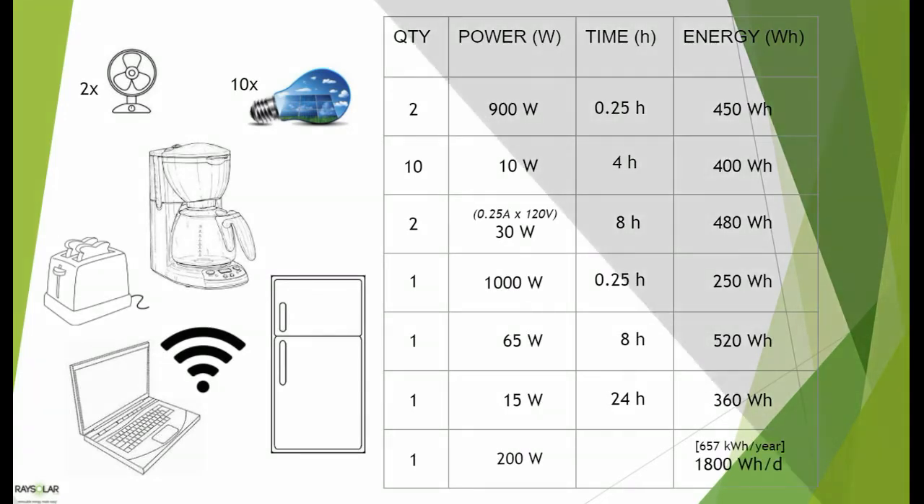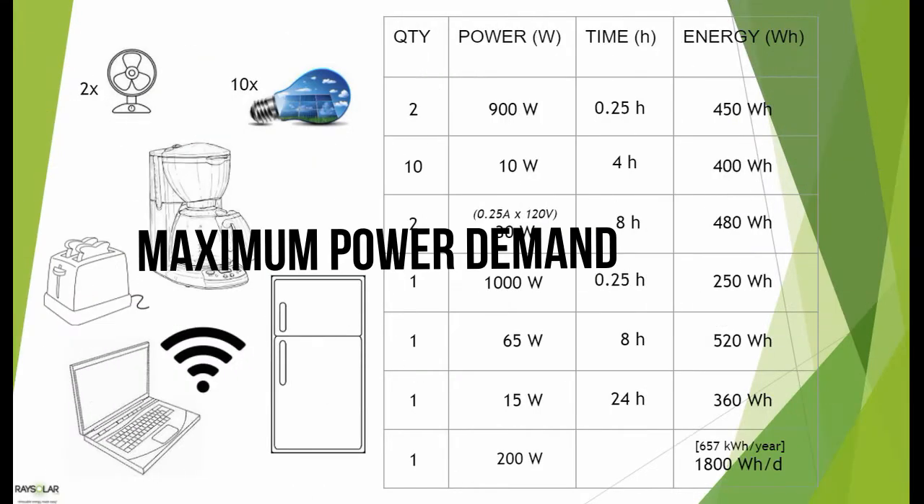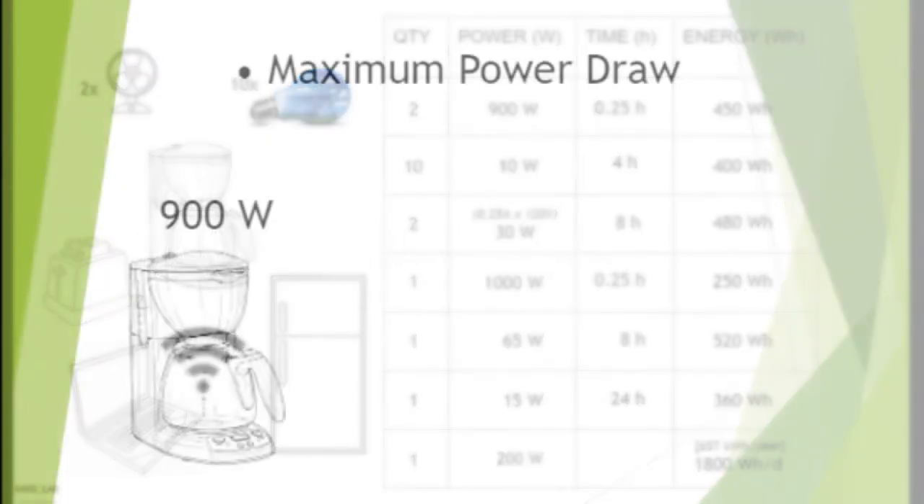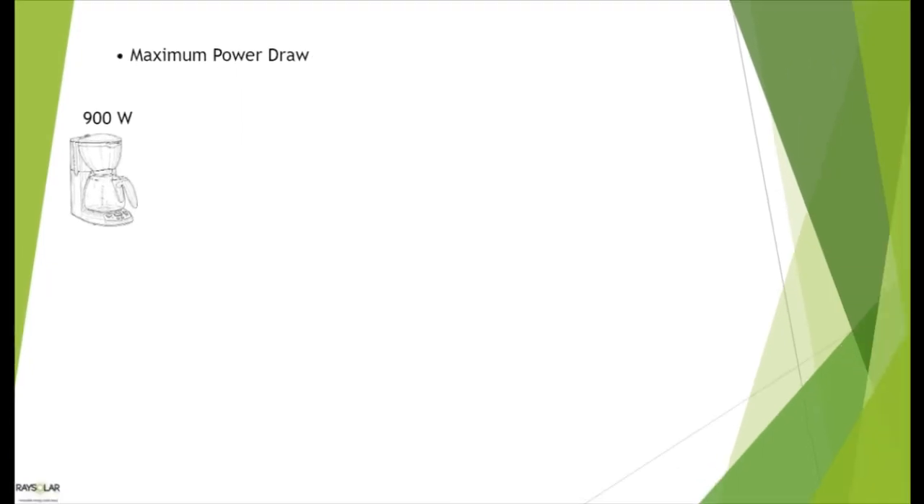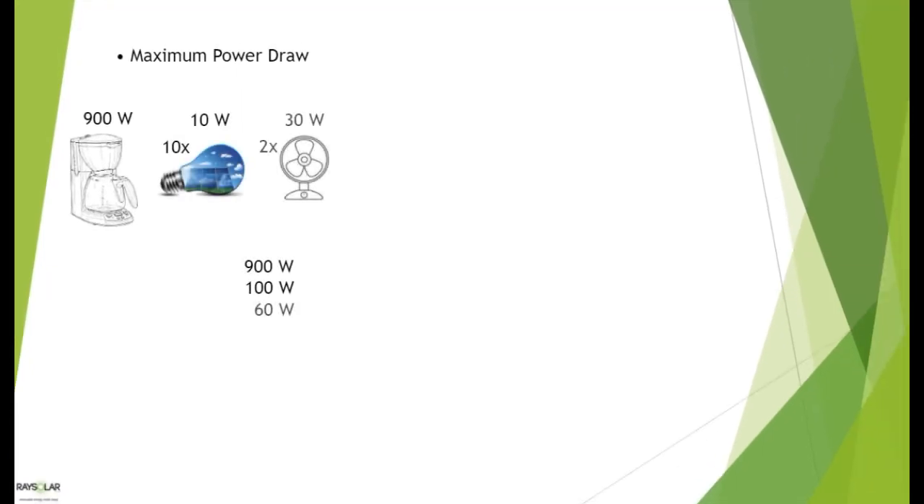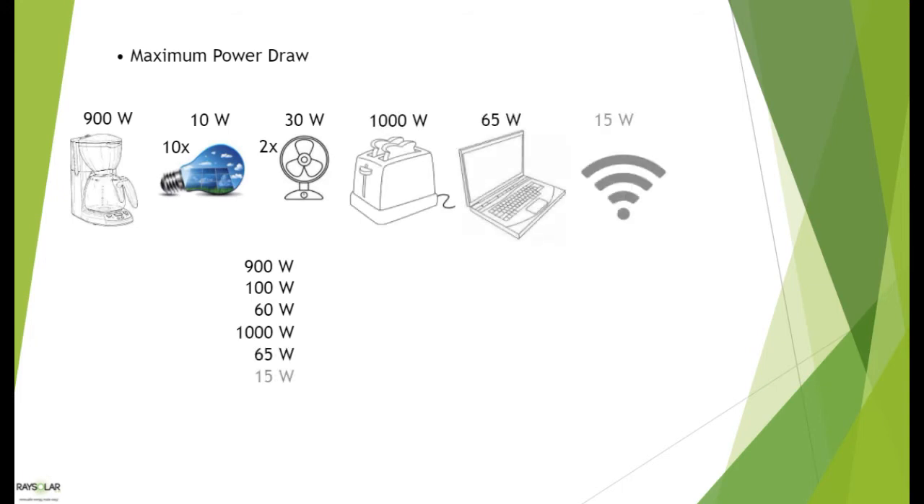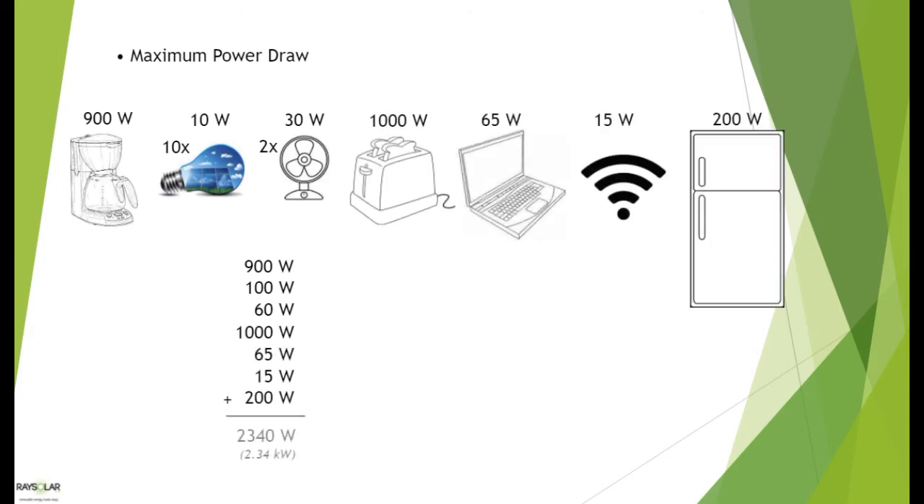To determine our maximum power demand, let's look at the appliances that could be simultaneously active. So we have our 900-watt coffee maker. Even though we're making 2 pots of coffee, we're only making one at a time, so that's 900 watts. And considering all of our other appliances now, add them all together and we see that we get a total of 2,340 watts, or 2.34 kilowatts.